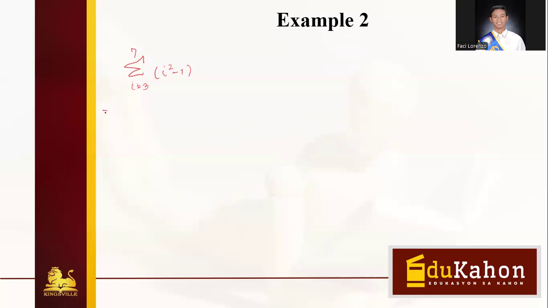So this can be equal to, it starts with 3. We have 3 squared minus 1 plus 4 squared minus 1 plus 5 squared minus 1 plus 6 squared minus 1. Again, this should reach 7. So 6 squared minus 1 plus 7 squared minus 1. So 3 squared is 9. And 9 minus 1, that is already 8, right? Okay. 4 squared is 16 minus 1, that is 15.